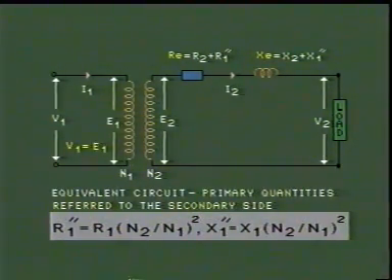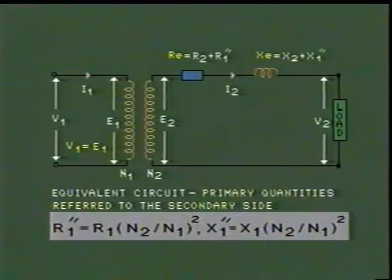That means R1 has now gone to the secondary side and has been added with R2. So that is called R equivalent, that is Re. Re now is equal to R2, the resistance of the secondary winding, plus R1 double dash, that is primary circuit resistance R1 referred to the secondary side.